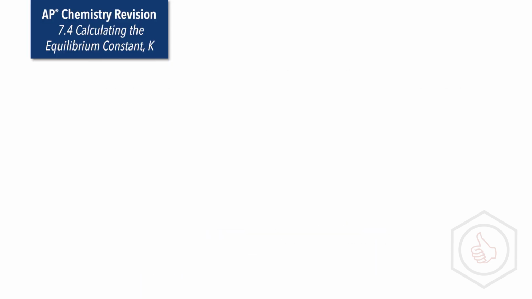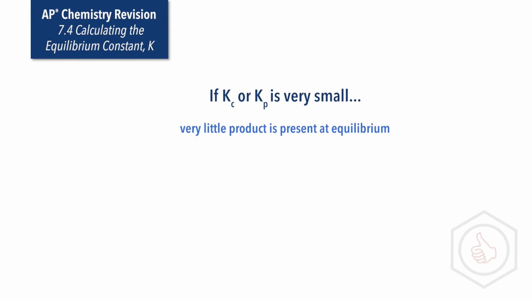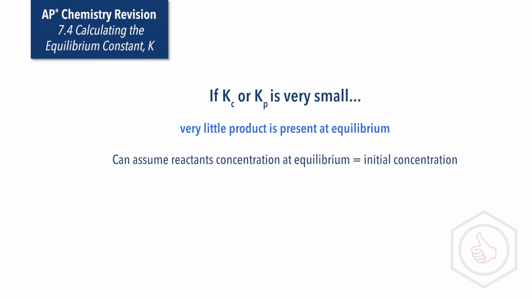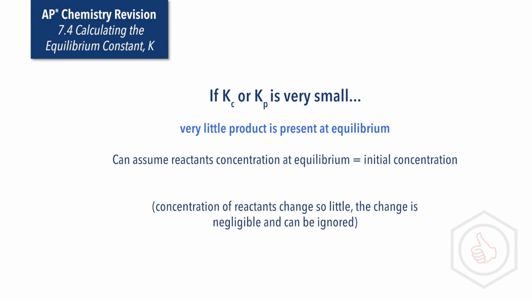Now, if a K value for Kc or Kp is very small, then that means very little product is present at equilibrium. Because of this, we can assume the reactant's equilibrium concentration is approximately its initial value. In other words, the concentration of reactant has changed so little that mathematically we don't really need to worry about it.